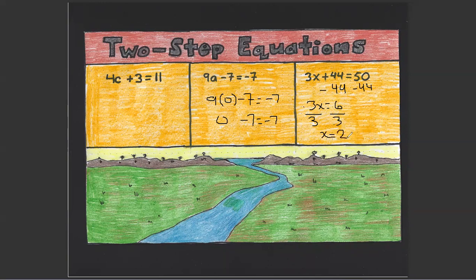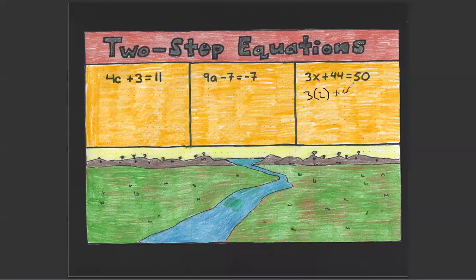And we will see that 3 divided by 3 will give us 1x, or x, and 6 divided by 3 will give us 2. And when we plug 2 back into our equation, we have 3 times 2 plus 44, and that would give us 50, because we know that 3 times 2 is 6, plus 44 will give us 50.